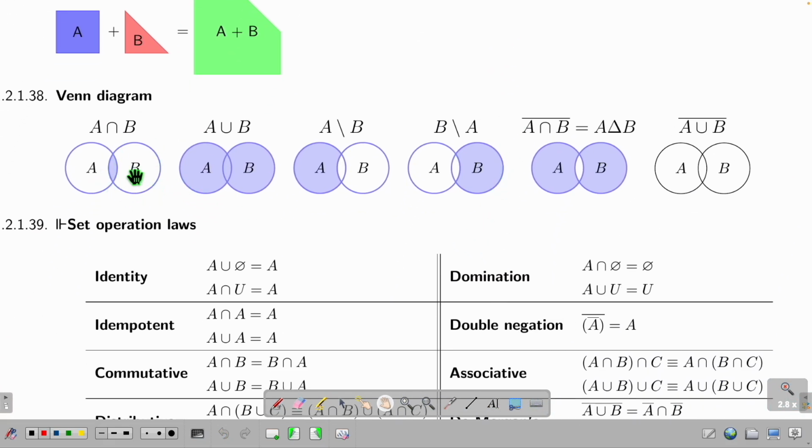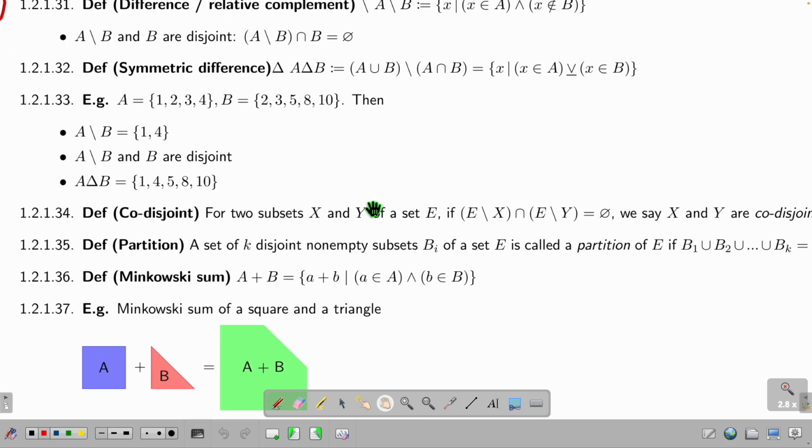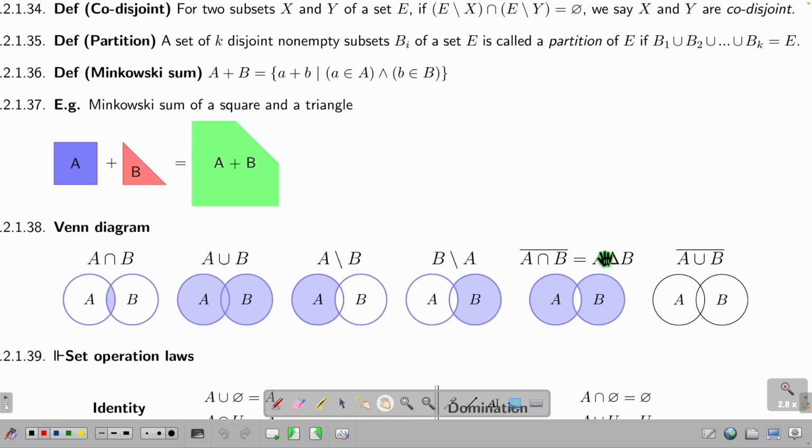A and B means this area. A or B means either in A or in B, right? So they're both in the figure. A subtract B means everything in A but not in B. So I remove the stuff in A that belongs to B. Same for B subtract A. Okay, this is called what? This is called A delta B, or A symmetric difference, or symmetric disjoint, which I call symmetric difference. It is A union B as a set, and then subtract the set A intersection B. Wow, so complicated. Look at the picture, then you understand.